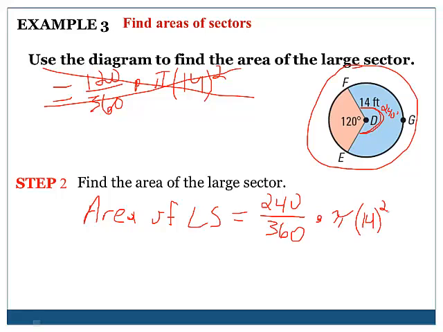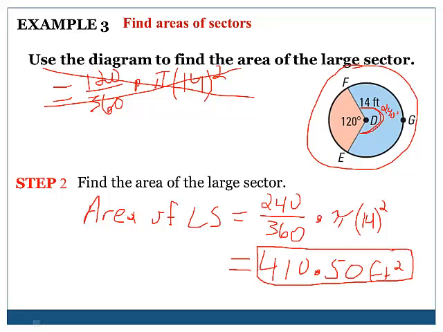And if you were to plug this into a calculator and simplify, you will get 410.50 feet squared. Now, this is feet squared because, once again, we're finding the area of the large sector. So whenever we're finding the area, we have to make sure that we square our units.